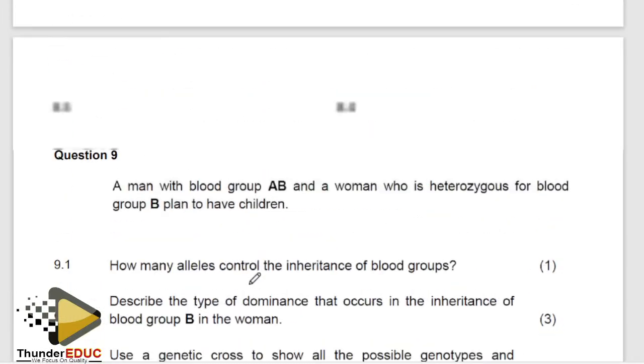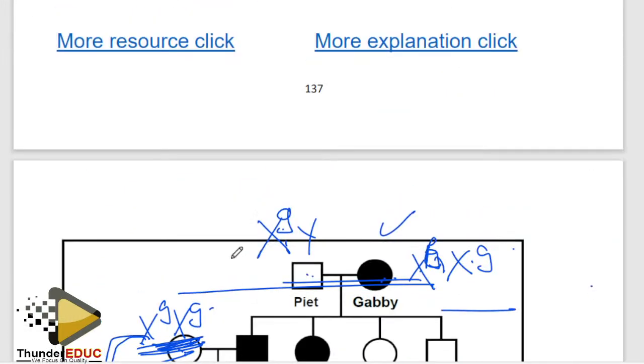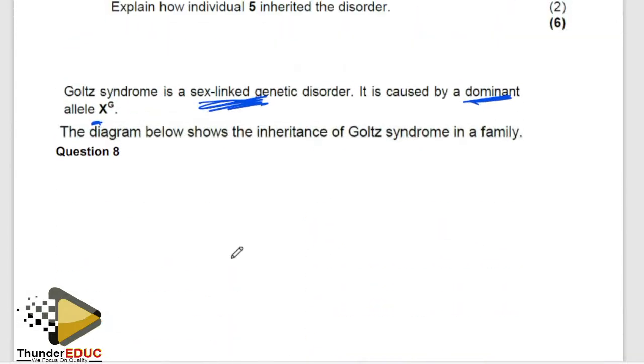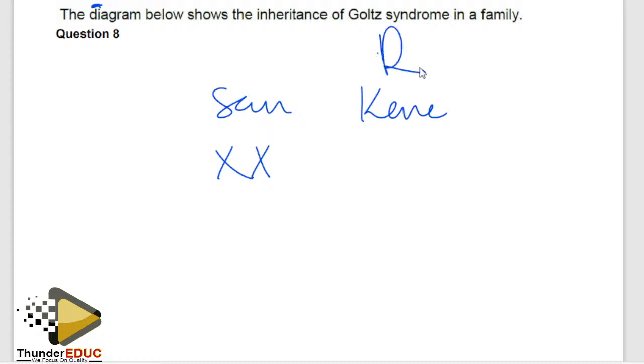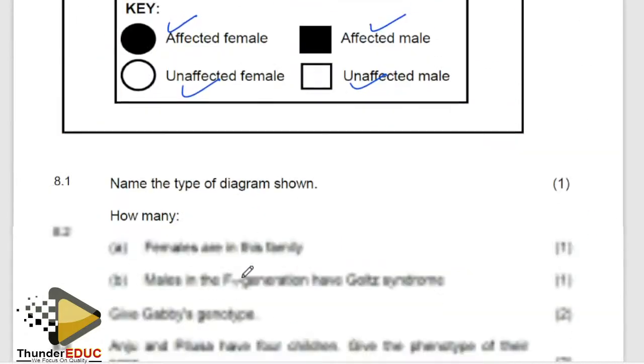When you go to a cross which involves an autosome, non-sex linked, even if they talk about the same, please don't use X and Y. If they say that this disorder is caused by allele R, you just say R. If it is homozygous or heterozygous, it is R, small r. You don't put them on X and Y. That is the major difference between the two.